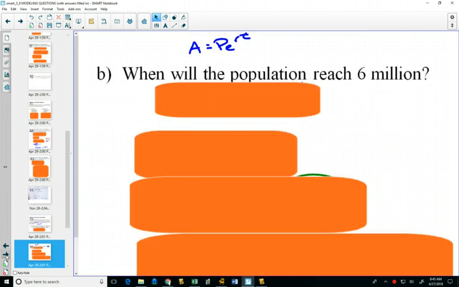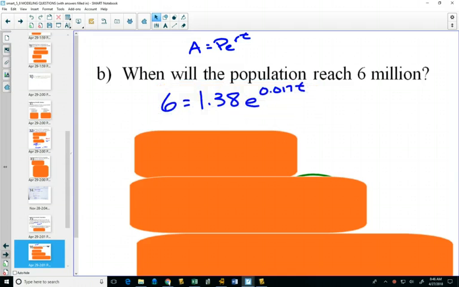Now anytime we would ask about time with your PERT formula, then you're going to be solving for t. All of a sudden this becomes an exponential equation. When will the population of Vancouver reach 6 million? So this time, I decided not to write all the zeros with 6 million and all the zeros with 1,380,000. Does this make sense? That on the left I wrote 6 million, on the right I wrote 1.38 million.